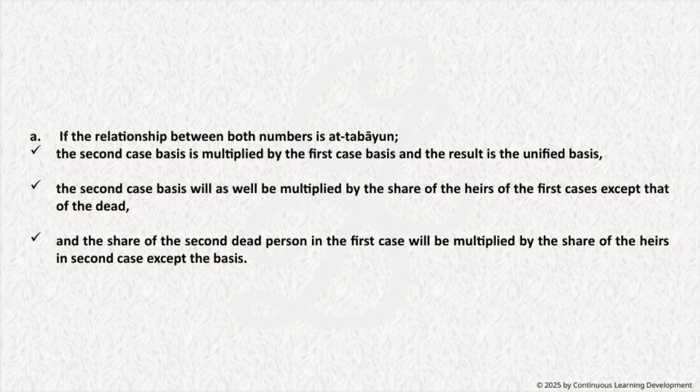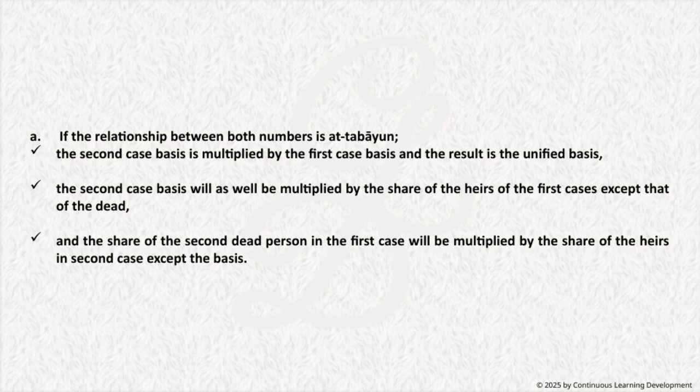Now, if we consider the second case basis, we do a similar multiplication, but this time we multiply it by the share of the heirs of the first case, excluding the share of the deceased. This ensures we're accurately accounting for the heirs' portions without including the deceased's share. Furthermore, the share of the second deceased person in the first case is multiplied by the share of the heirs in the second case, again excluding the basis. This step helps us properly allocate the inheritance shares when multiple heirs and deceased individuals are involved.